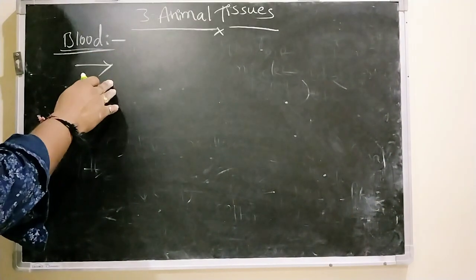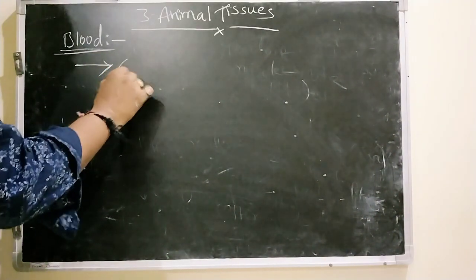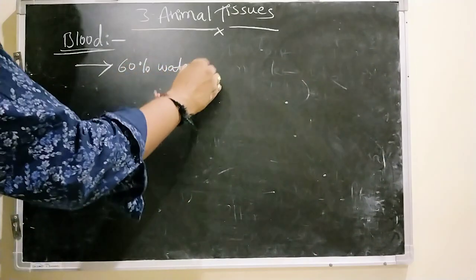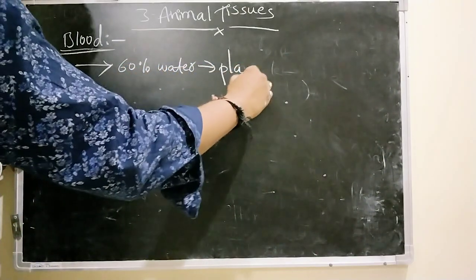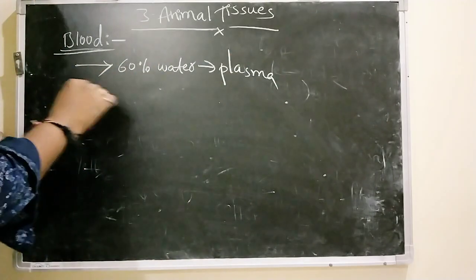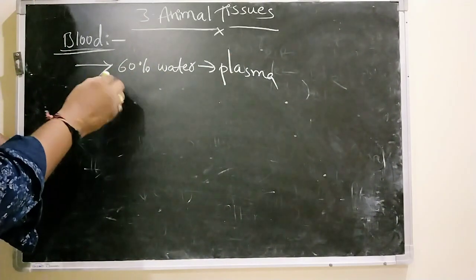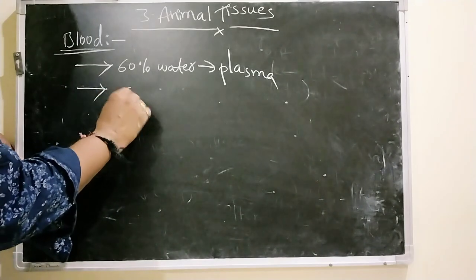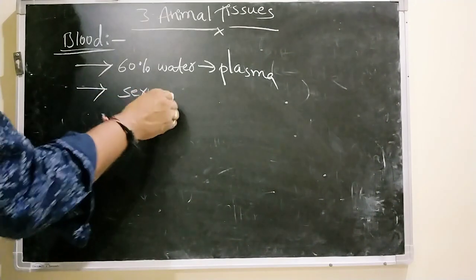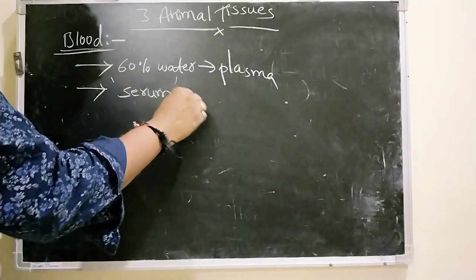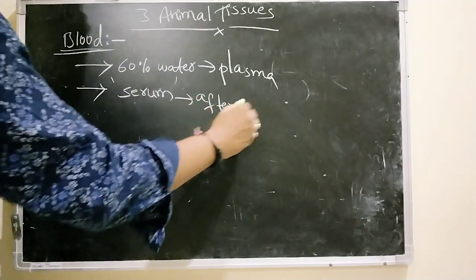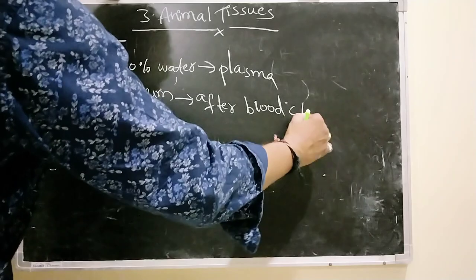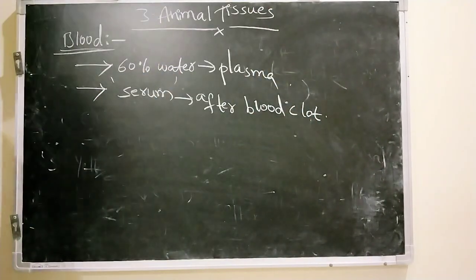Blood contains 60% water content. It is called plasma. And the yellow straw colored substance that is obtained after the blood clots is called serum. What is serum? After the blood clots, the yellow colored substance formed is called serum.